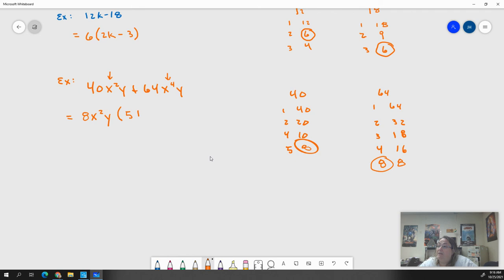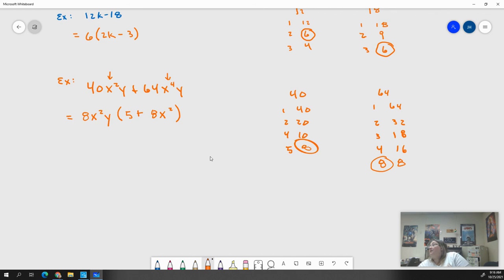So we're going to move on to 64. 64 divided by 8 is 8. I had 4 X's. I pulled out 2, so I am left with 2 X's. I had 1 Y. I pulled out 1 Y. That is all the Y's I have, so I have no Y's left.